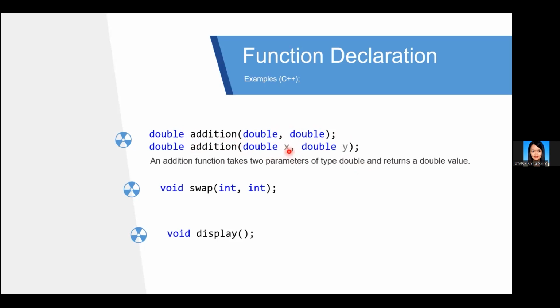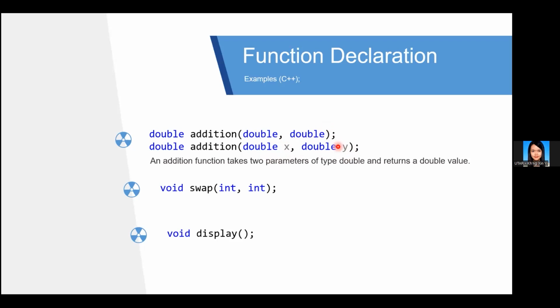You can see that I put the X and Y here. The argument name, the X and Y here, is actually optional. You can choose to keep the argument names X and Y, or you can choose to remove them, so it becomes double, comma double. Doesn't matter. Either way will work as well.